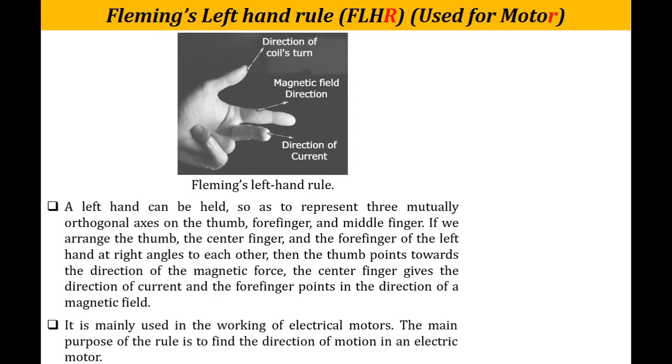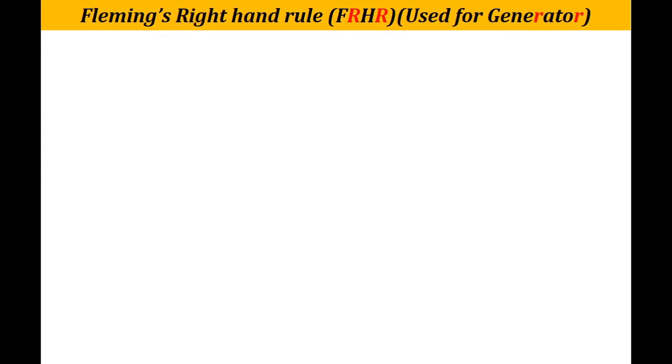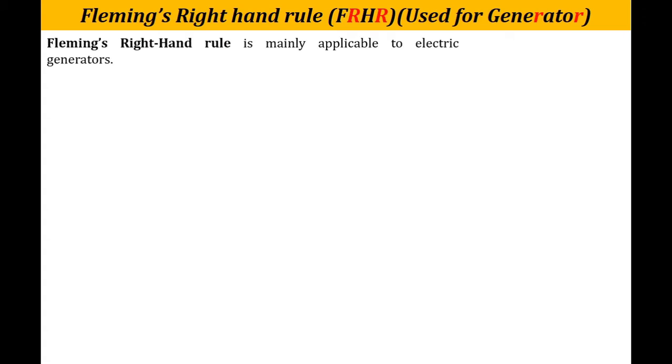Now it is mainly used in the application of a motor. The main purpose of this rule is to find out the direction of motion in an electric motor. So this is what is Fleming's left hand rule. Next is Fleming's right hand rule. It is mainly applicable for electric generators.